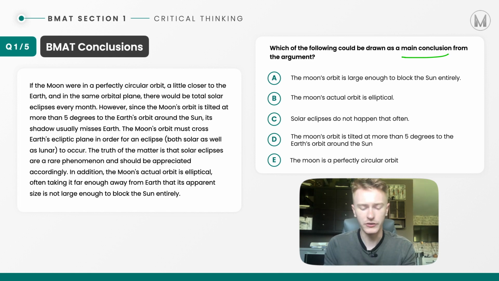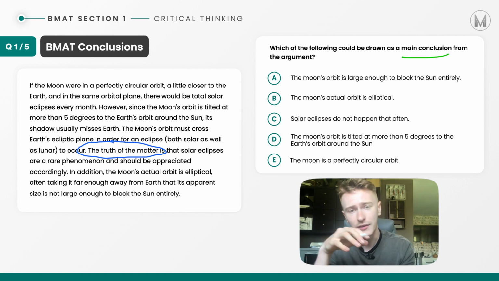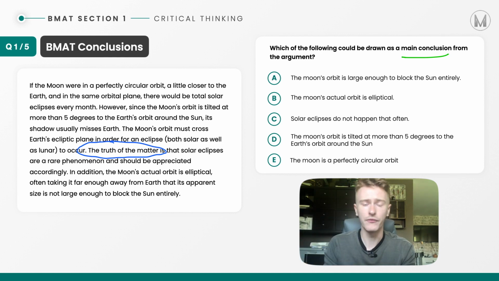It also starts to introduce some solid facts to us about this 5-degree angulation of the moon's orbit relative to the Earth's orbit around the sun. So it's useful to hang on to because that might be a premise for the later conclusion. We then see this crucial linking word here, "The truth of the matter is that." In this example, this makes it clear that the conclusion is potentially going to follow. So the author is sort of summarizing what he said before in the exact next sentence. And he says that solar eclipses are a rare phenomenon.